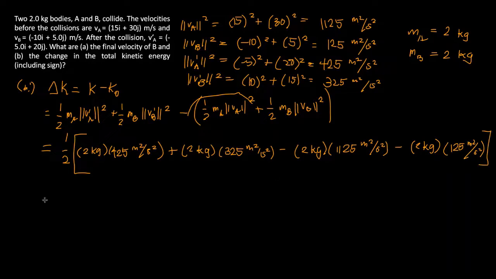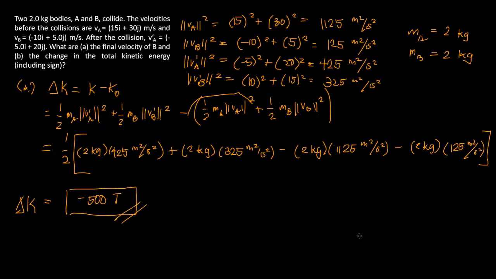So evaluate, so yung change ng kinetic energy natin, it's gonna be 1/2 times 2 times 425 plus 2 times 325 minus 2 times 1125 minus 2 times 125, which is negative 500. Ang unit niya is in joules. So that's our answer for letter B.